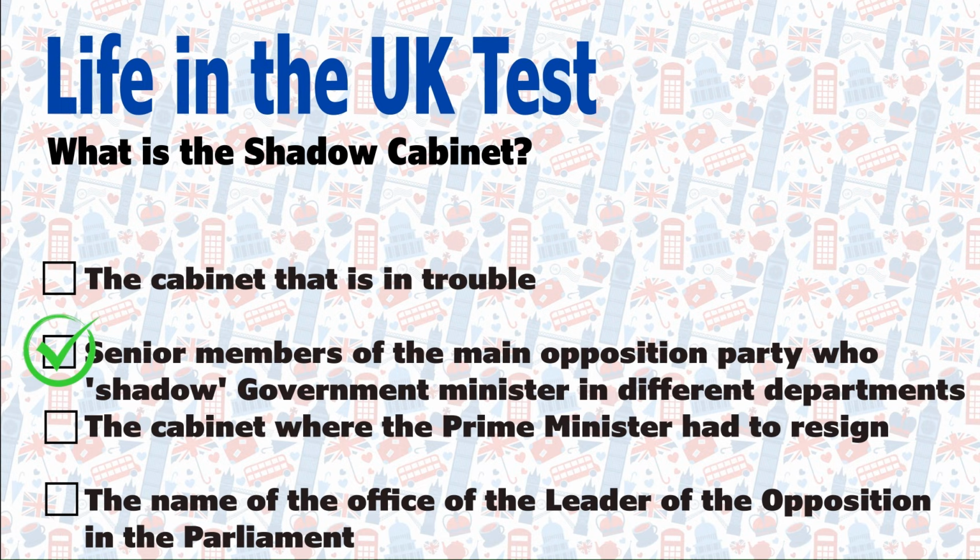Senior members of the main opposition party who shadow government ministers in different departments. The leader of the opposition leads his or her party in pointing out what they see as the government's failures and weaknesses. The leader of the opposition also appoints senior opposition MPs to be shadow ministers. They form the shadow cabinet and their role is to challenge the government and put forward alternative policies.